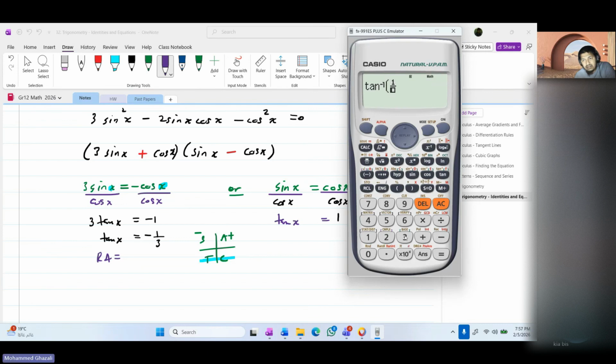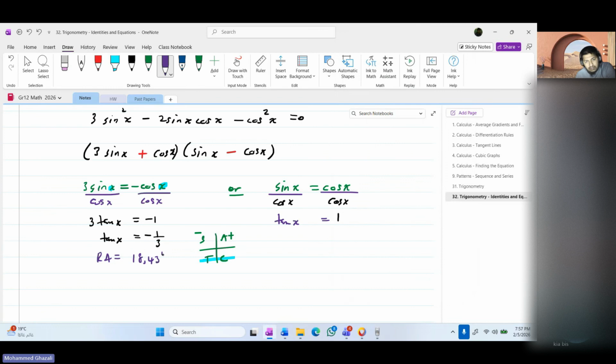Mishka, you there? You understanding? Yes, 18,43. We're getting 18,43 degrees.